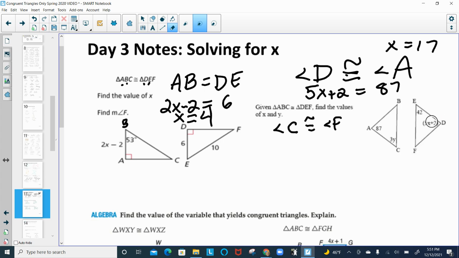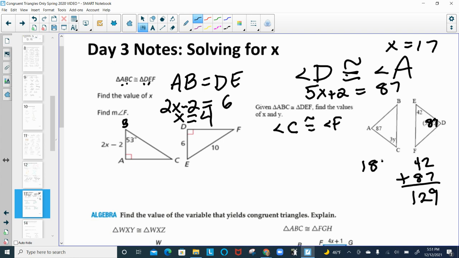But there is a way to find angle F. If we remember that angle D was the same thing as A, that means that angle D is also going to be 87. So if we add up the 42 and the 87, that gives us 129 degrees. Well, what's left over here is angle F. If we subtract that from 180, we will know what angle F is. And angle F is 51.